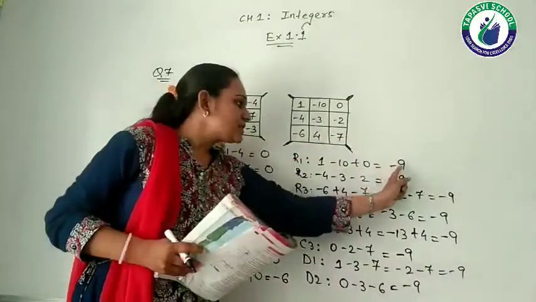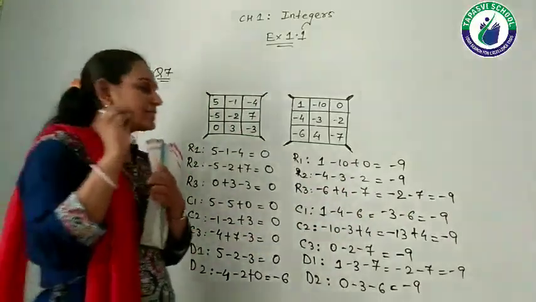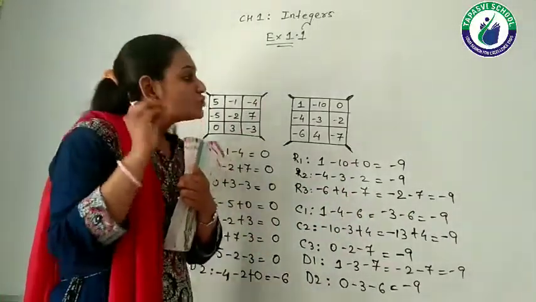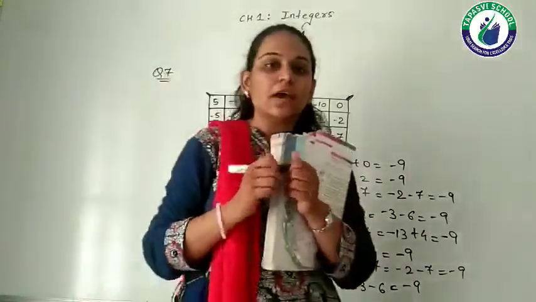Now if you can see the answers of the second magic square, it is coming as minus 9. So I can say that my second square is a magic square, right?